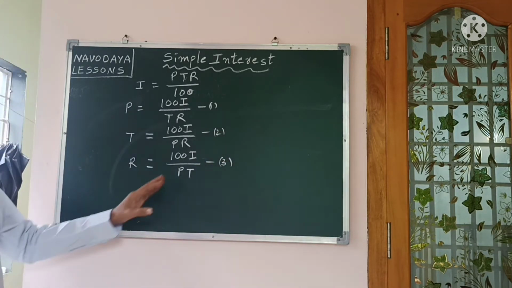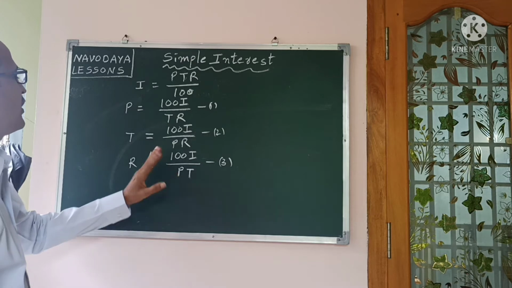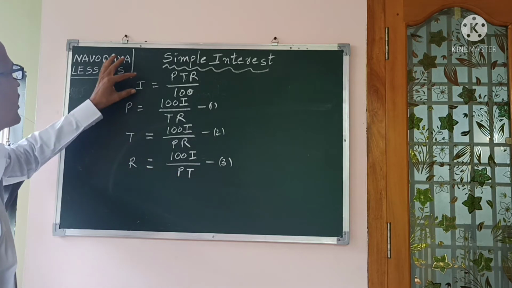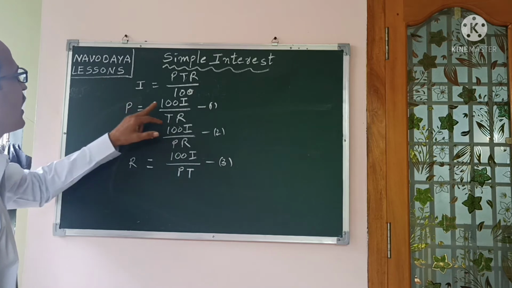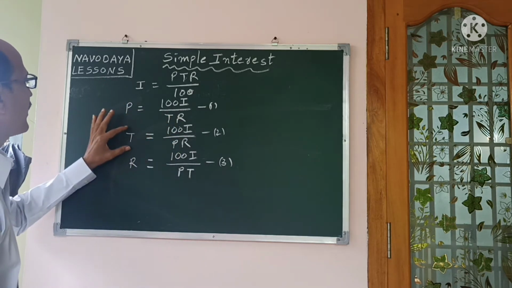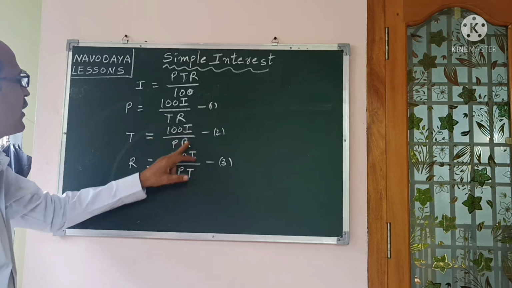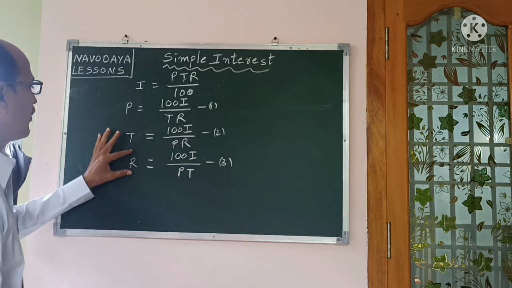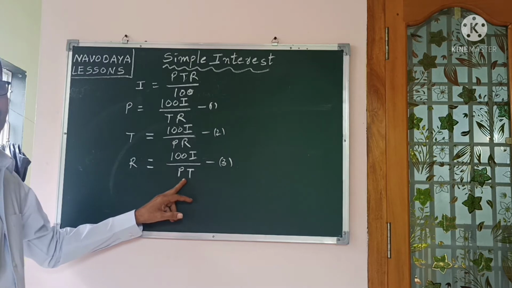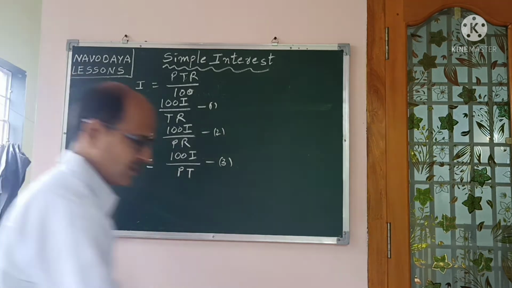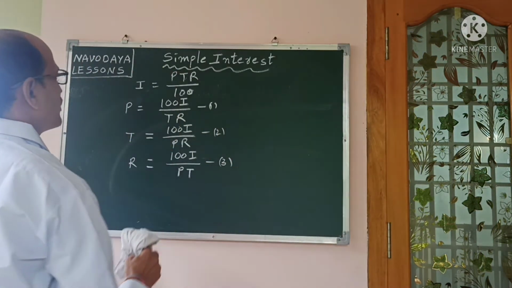Just I interchange the PTR. If you want interest, use this formula. If you want to find the principal, use 100 I by TR. If you want to find the time, 100 into I by P into R. If you want to find the rate of interest, 100 into I by P into T. Understand? Now, note these formulas.